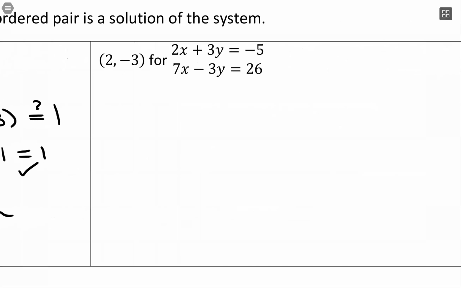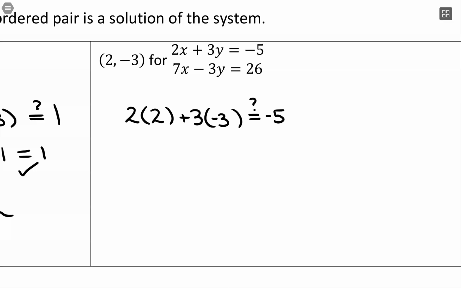Let's look at this more complicated system of equations, and we're going to check it with this point right here. So I'm going to take 2 times our x value, which is 2, plus 3 times our y value, which is negative 3, and I want to see, does that equal negative 5?